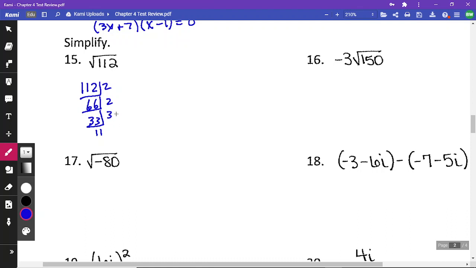So we've got it, and now we look for the pairs, the groups of 2, we could say, and we just have this one, but that means the 2 comes outside the radical. And now what goes inside the radical? Well, everything else, which is 3 times 11, which is 33. And that is it.